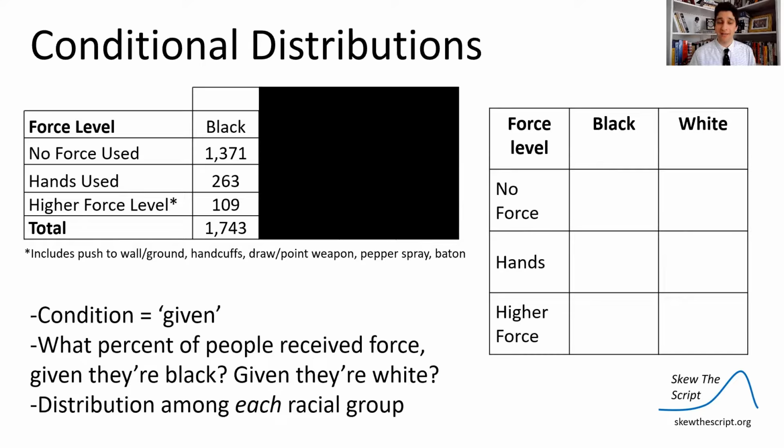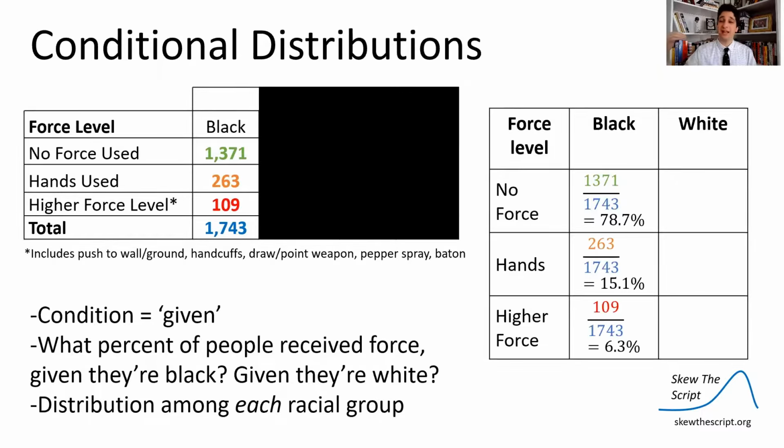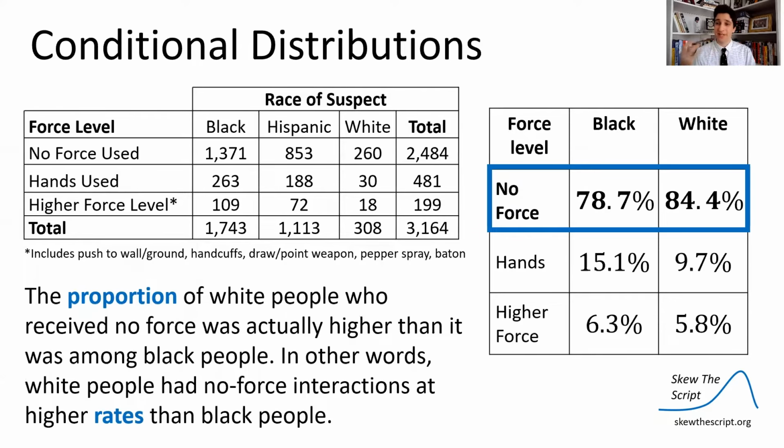So we can take a look at, for example, just the black suspect group. There were 1,743 black people stopped, and among them, 1,371 had no force used upon them. So that's a 78.7% rate of no force used. And we could do that same type of calculation for each of the force levels. And then we can look at the white suspect group and see among the 308 white suspects stopped, 260 experienced no force, and get the proportions for the rest of them. So now we're doing some apples to apples comparison using proportions rather than raw counts.